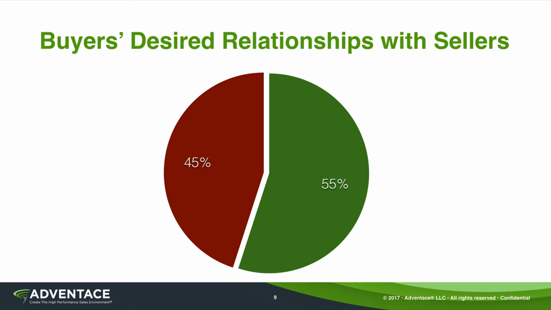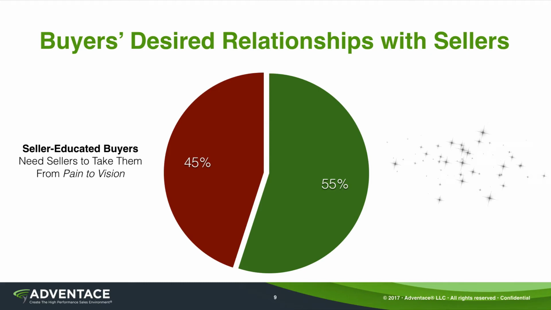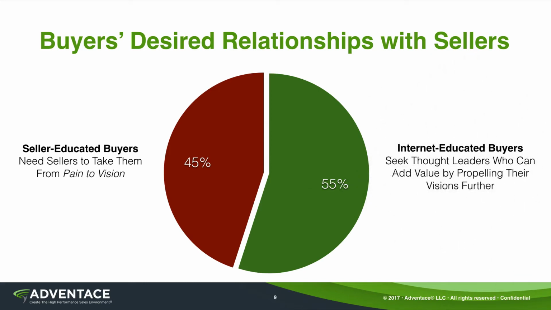Very importantly, and I can't emphasize this enough, this results in each category of buyer desiring a very different relationship with a seller. Depending on the study you read, 45% of today's B2B buyers are the seller-educated buyer type. The relationship or reliance they have on a salesperson is to help them better understand their problem and to envision a solution to it. The other category then is the 55% of internet-educated buyers.